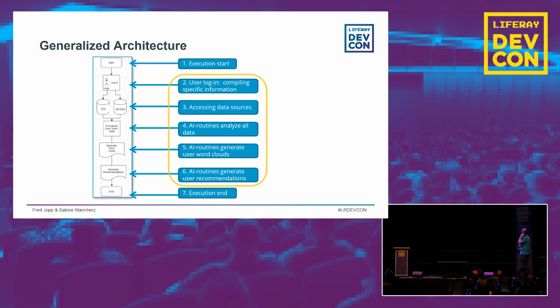So the generalized architecture that we came up with has seven different steps, and I just want to walk you through the five steps in the middle, from the user login. Again, it's a system with logged-in users, and then we go through that. So that's going to be basically the structure of the talk.